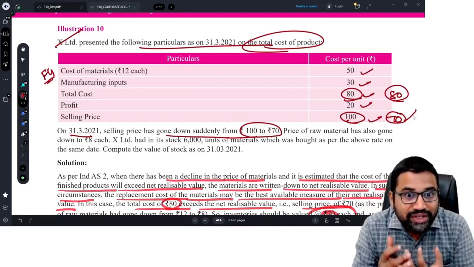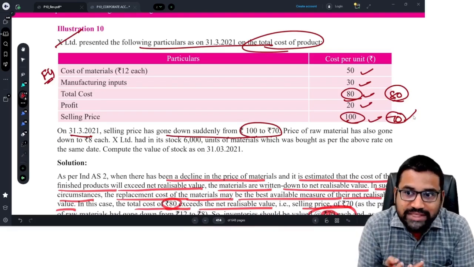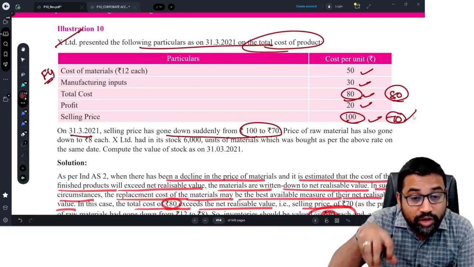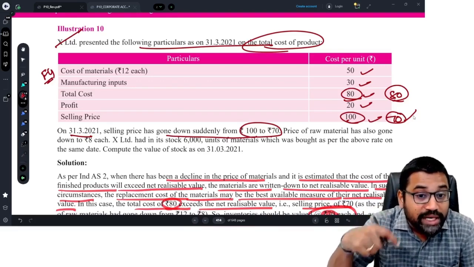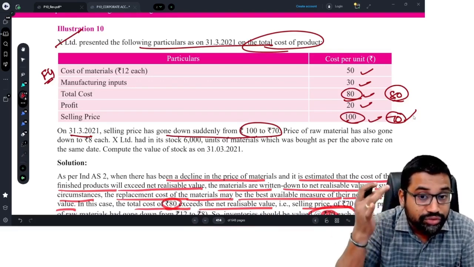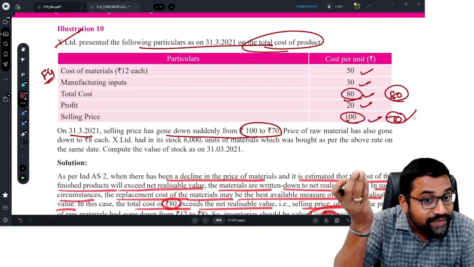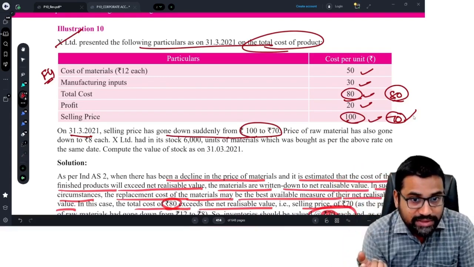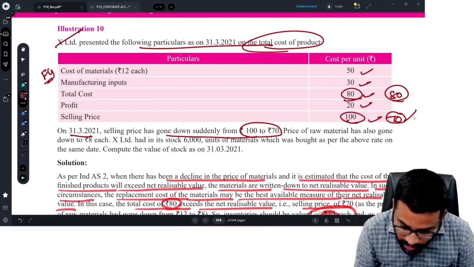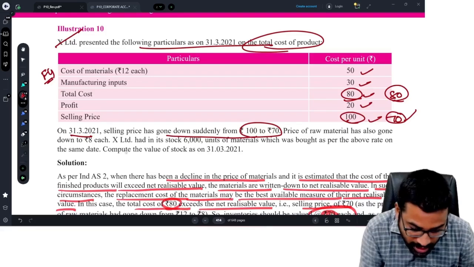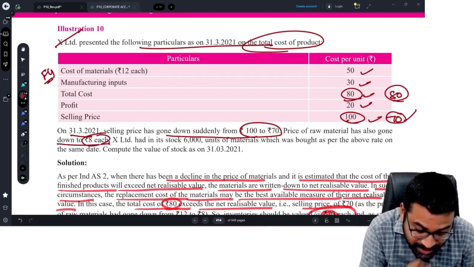Because see, when the finished good sale value is less than cost, that means there is no demand in the market, then raw material values always should be valued at cost, I told you. But the moment the finished good in which this raw material is used is valued below cost, then raw material should be checked. Now here see, what is the cost of raw material? The price of the raw material has also gone down to 8 each. That means this is replacement cost.